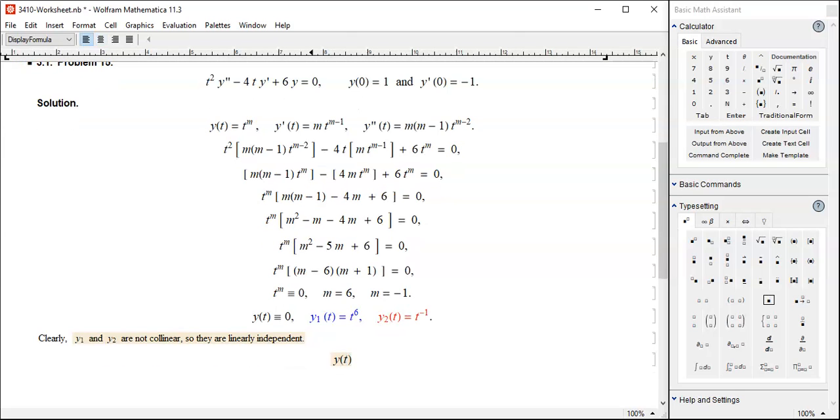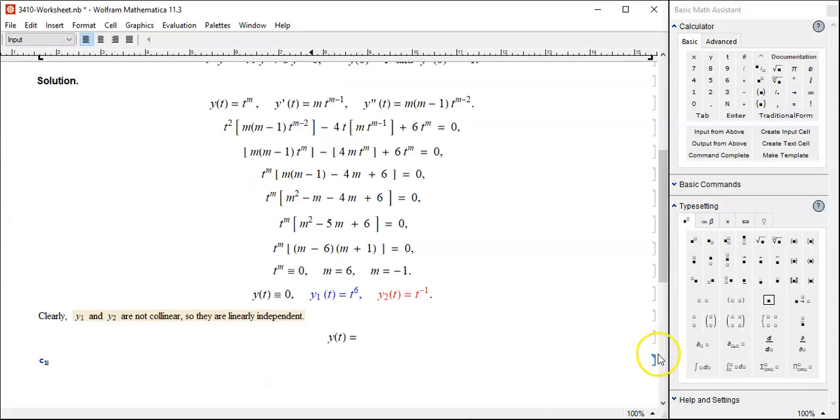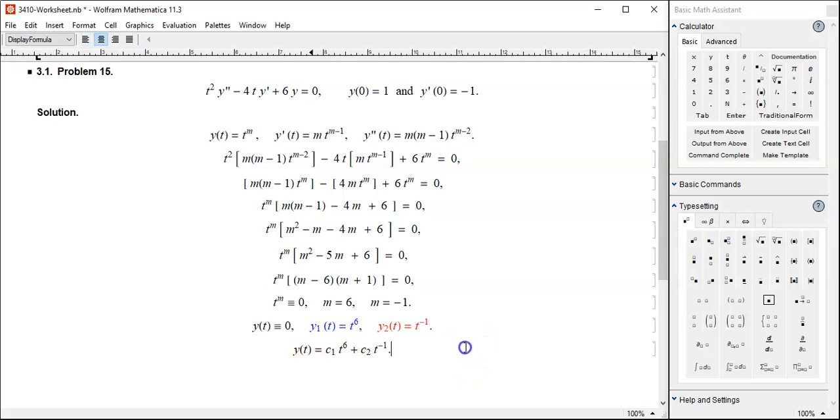Y of t is equal to C1. Oops, what did I do here? Sorry about that. C1 t to the 6th power plus C2 t to the -1st power is the solution, the general solution.